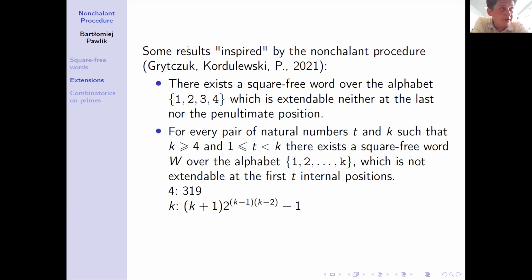So we thought that maybe every square-free word over the 4-letter alphabet is square-free extendable at the end or at the penultimate position, which is quite a long shot, because we looked only at the nonchalant procedure, but we had to look closely at that, because if that would turn true, then it would prove that there are no extremal words over this alphabet. Needless to say, we found a square-free word over this alphabet, which is extendable neither at the last nor the penultimate position.